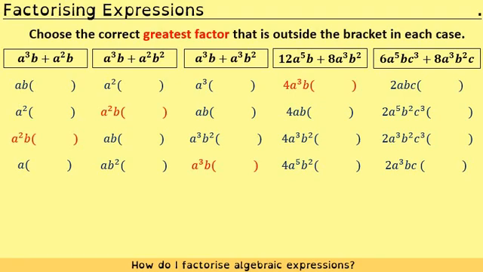I've got 12 and 8. Well, the highest common factor of 12 and 8 is 4, so I should see a 4 outside the bracket, and in all of them I do. So all of these numbers here are correct.